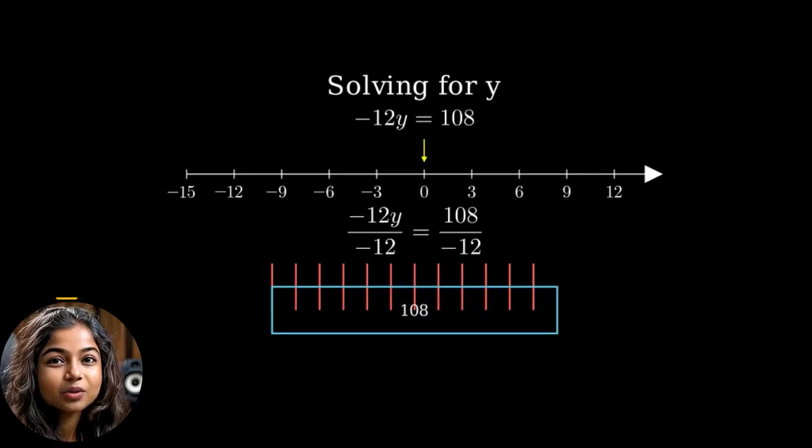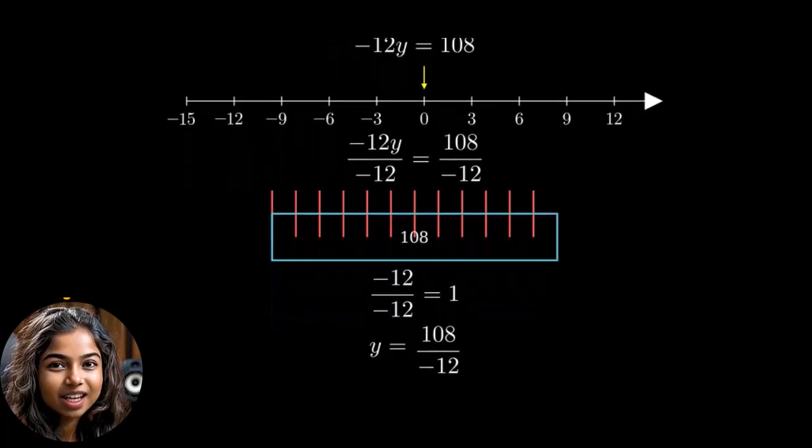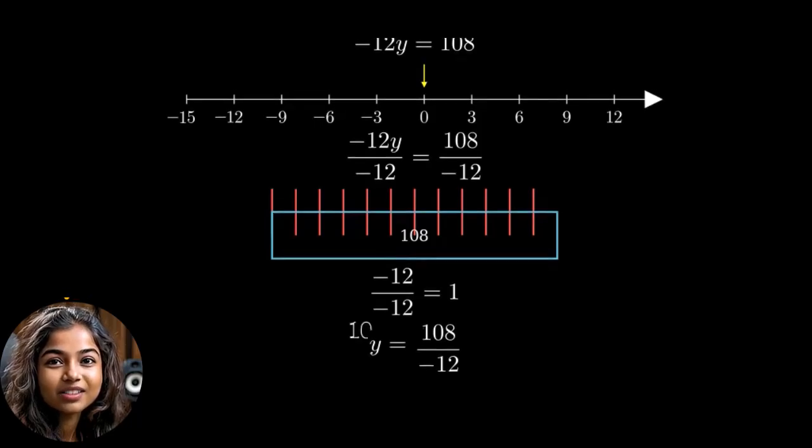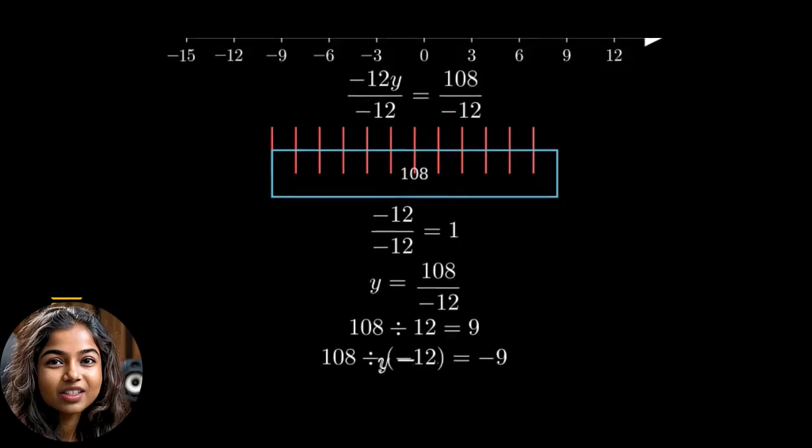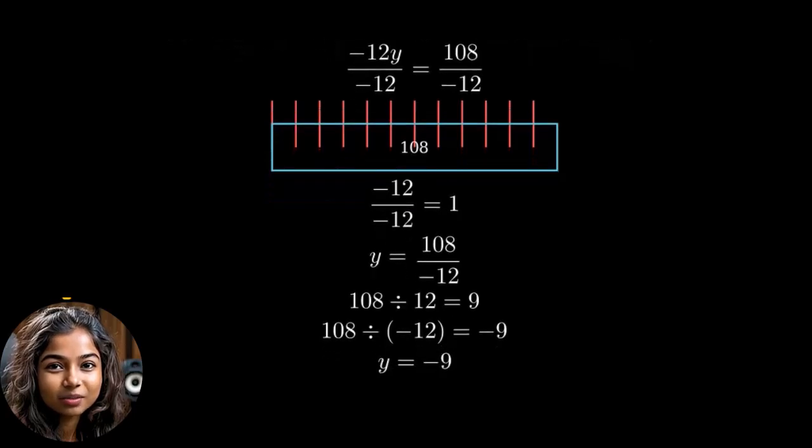On the left side, negative 12 divided by negative 12 equals positive 1, leaving us with just y. On the right side, we need to perform the division of 108 by negative 12. When dividing by a negative number, the result will have the opposite sign of the number being divided. 108 divided by 12 is 9. And since we're dividing by negative 12, our final answer is negative 9.